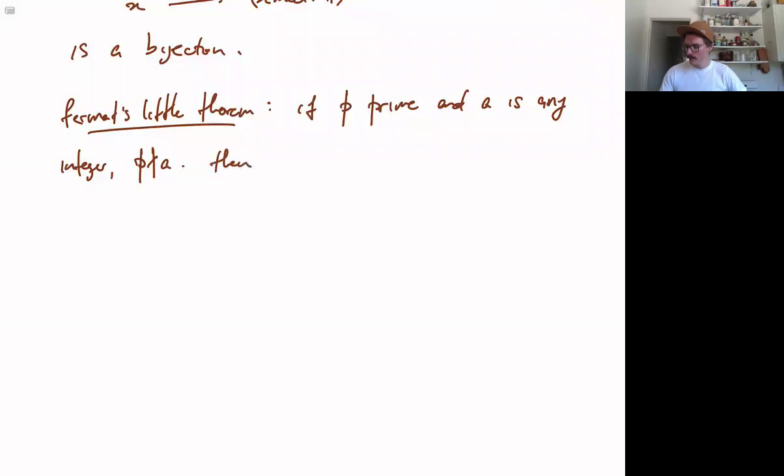Then, so essentially this is also saying that A is not 0 mod P. This is another way of thinking about it. So if this is the case, then A to the power P minus 1 is congruent to 1 mod P.